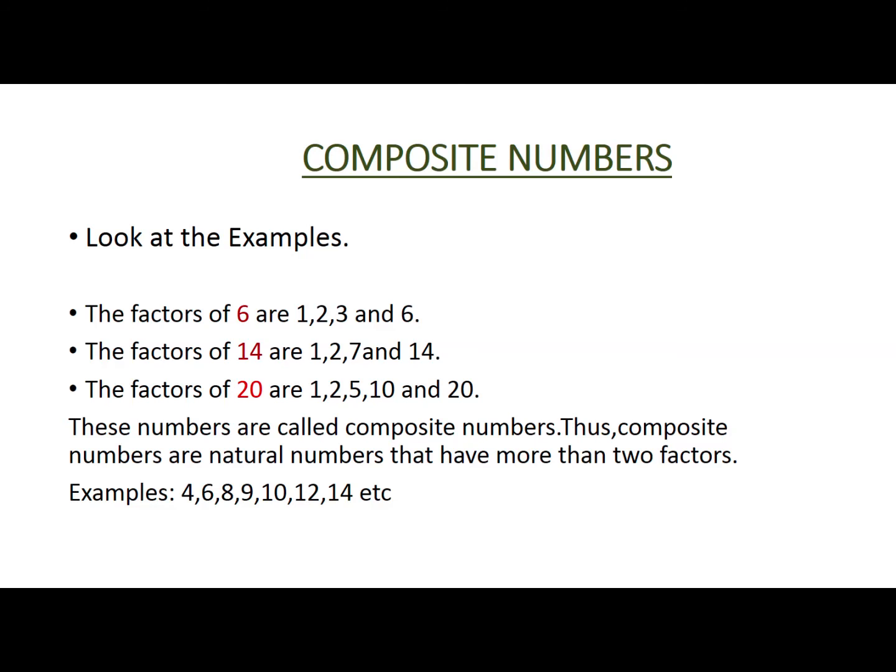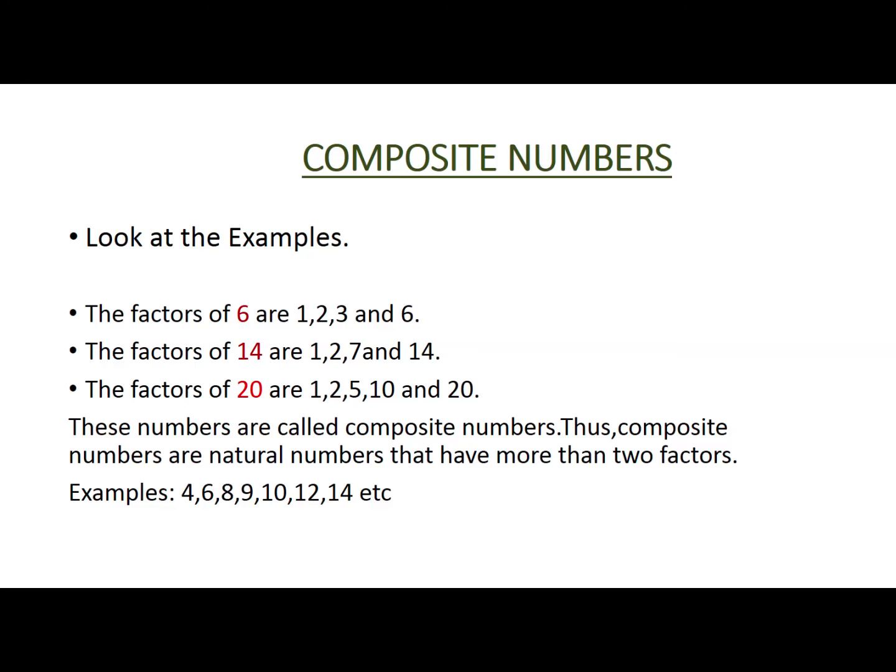Now come to the next, composite numbers. Look at the example, students. The factors of 6 are 1, 2, 3 and 6. It means 6 has more than two factors, so it is a composite number. Next, the factors of 14 are 1, 2, 7 and 14. It is also a composite number because it has more than two factors.